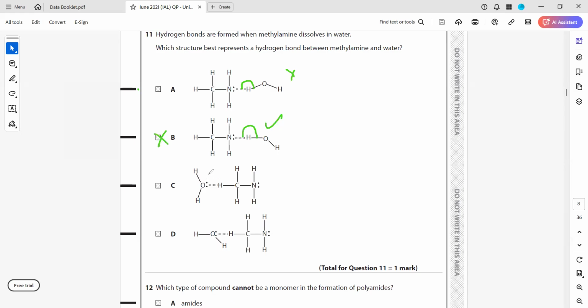This is wrong. Why? Because this hydrogen cannot form a hydrogen bond because it is attached to a carbon. And here also, this hydrogen cannot form a hydrogen bond. The hydrogen here can form a hydrogen bond because it is attached to nitrogen. Only hydrogen directly bonded with oxygen, nitrogen, or fluorine is capable of forming a hydrogen bond.